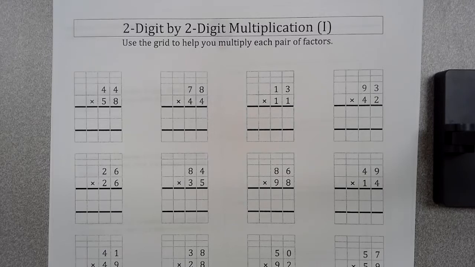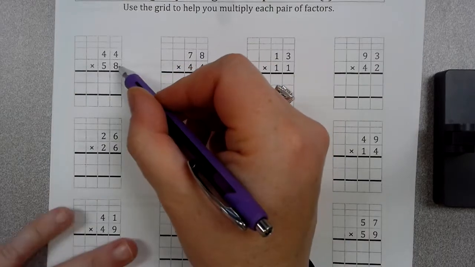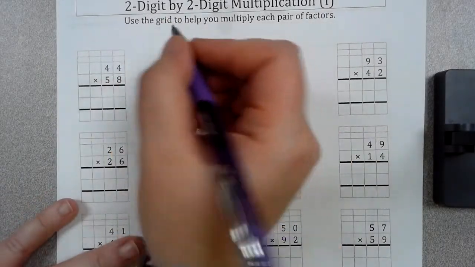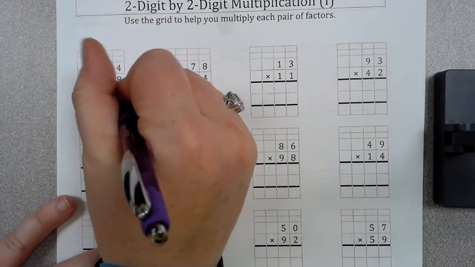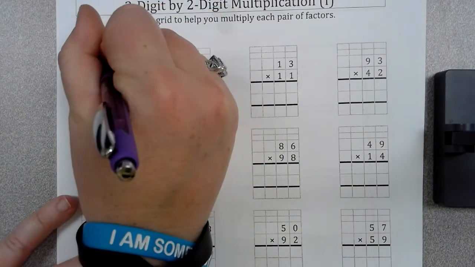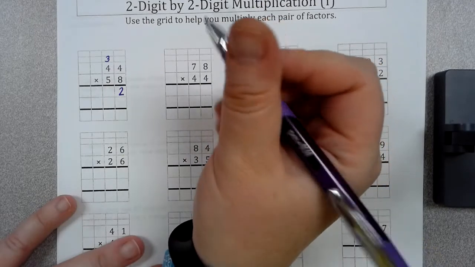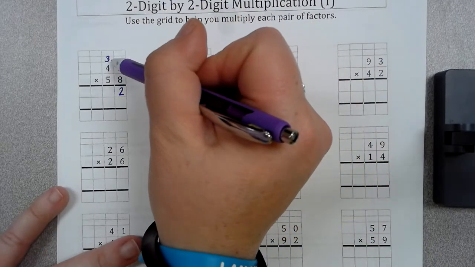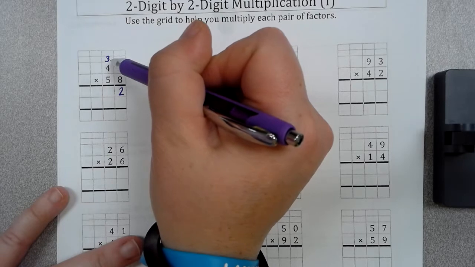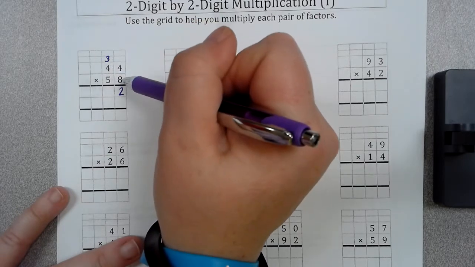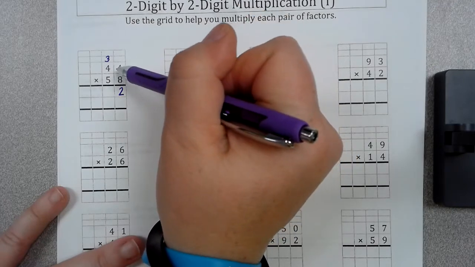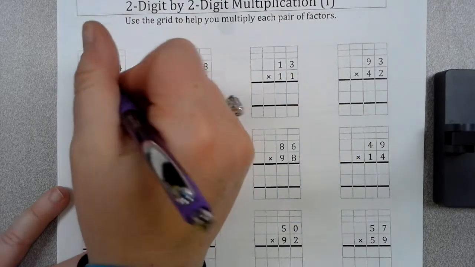So the first problem is 44 times 58. First of all, you know I do not like when the bigger number's on the bottom, but we have to move on. So very first thing we do, remember, we always start with the ones. So we're going to go 8 times 4, and 8 times 4 is 32. So I'm going to put a 2 here and kick up my 3. Now remember, what do we do with this 3? We don't multiply it. We add it. Very good. We add it after we multiply. So 8 times 4 is 32, plus 3 is 35.